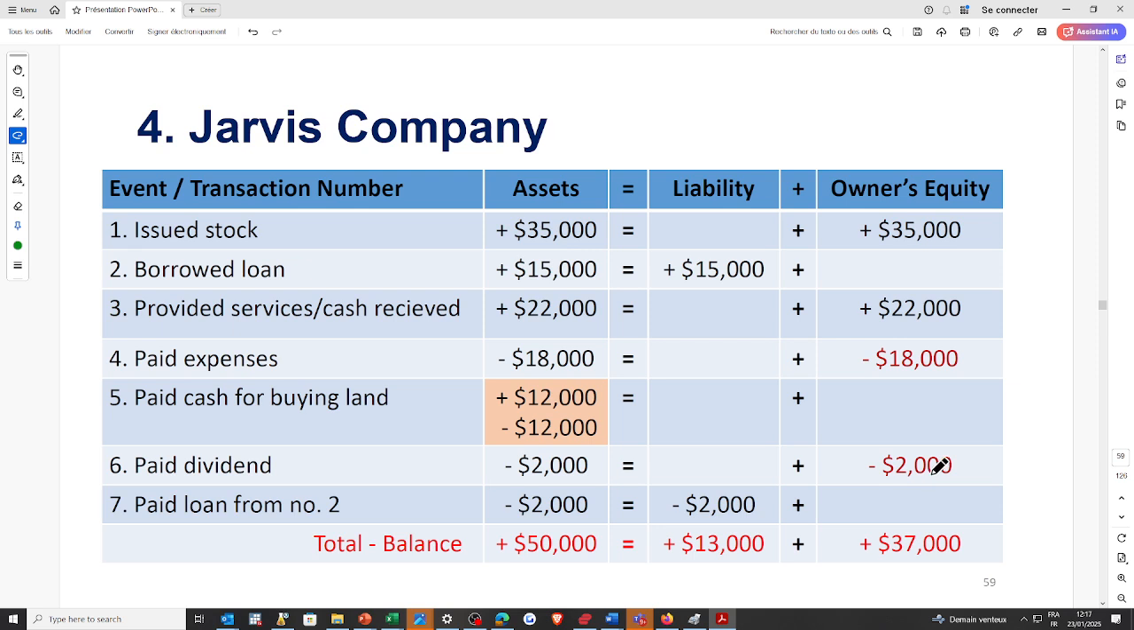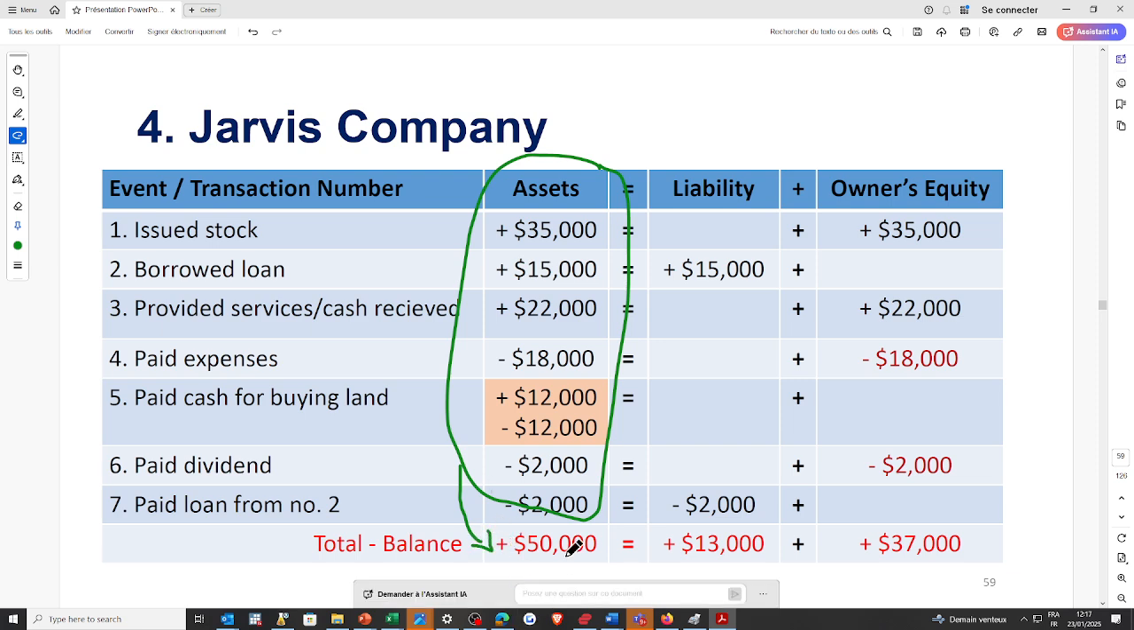Okay, finally here's what we did for our job now, right? You can see that if you record all of the 7 transactions, you put all of the assets here, by each transaction increase or decrease, and you can see the total balance of the company after 7 transactions should be 50,000 for assets. For the liability, at the beginning there's 0, but by the end there's an increase of 13,000, right? For the owner's equity, you can see there is a change.